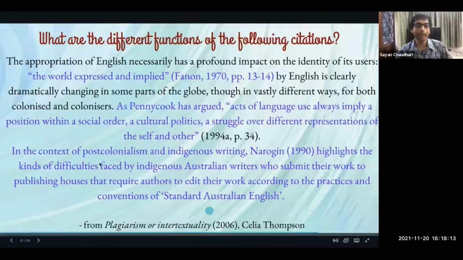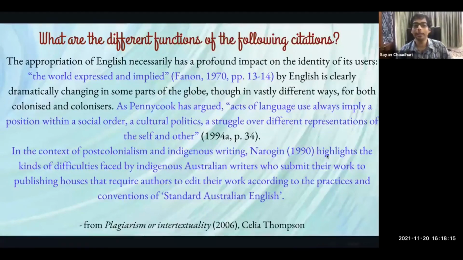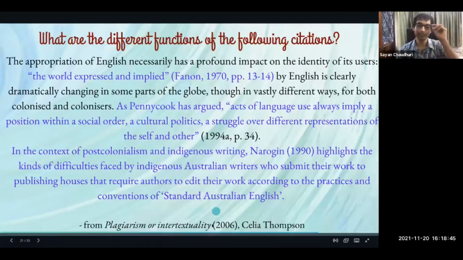Let's look at the third one. In the context of post-colonialism and indigenous writing, Narogin highlights the kinds of difficulties faced by indigenous Australian writers who submit their work to publishing houses that require authors to edit their work according to the practices and conventions of standard Australian English. Now, the difference you find here is that it's paraphrased entirely, right? So unlike the previous two, which were direct quotations, this is a paraphrased argument. What do you think is the function of this? Why is it being used? Any thoughts?